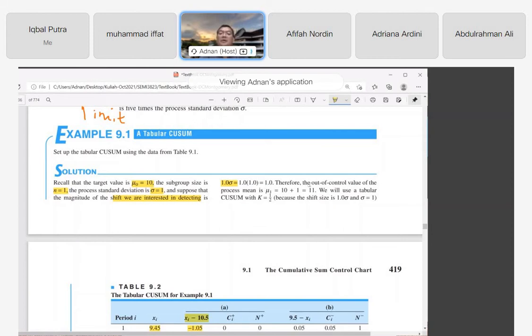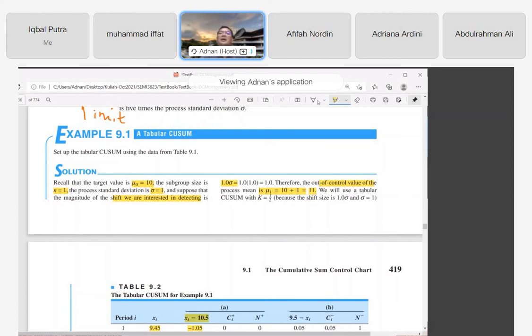So therefore, the out of control values of the process mean, see here, 10 plus 1. Okay, this will be the out of control value. The 11 means that if you got 11, it will be out of control. Why? Because we already set it: we want to detect a shift of sigma equal to 1. So if you got 11, consider it out of control.